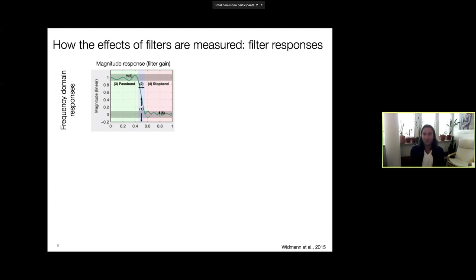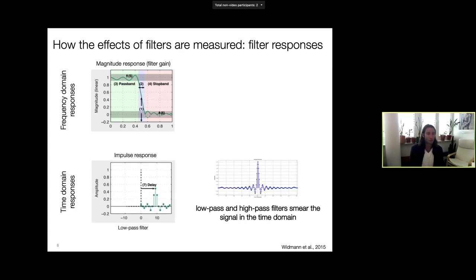How are the effects of filters actually measured? We use different filter responses. What I just showed you are responses in the frequency domain, which is also called the magnitude response. With the magnitude response, we can identify the filter characteristics, such as the transition bandwidth, how strong the distortion is in the passband, how well the signal is attenuated in the stop band, and so on. But there is also another response domain, which is called the impulse response.